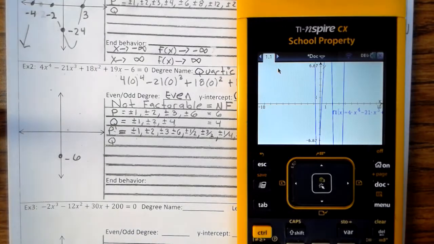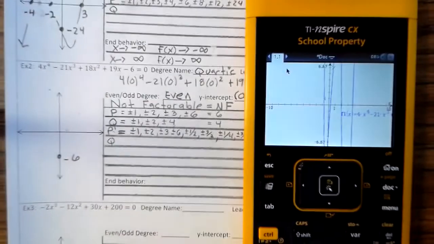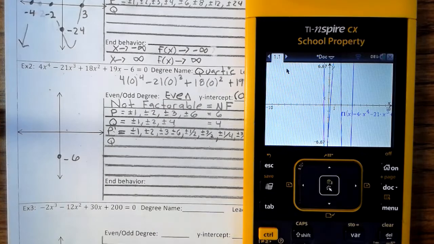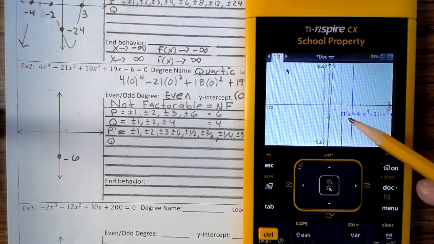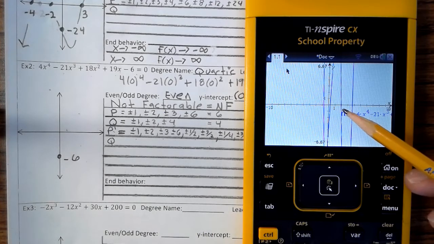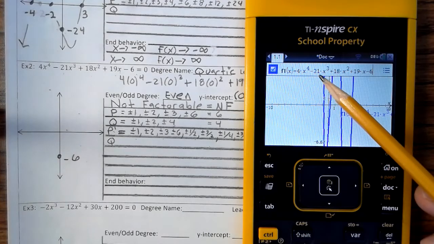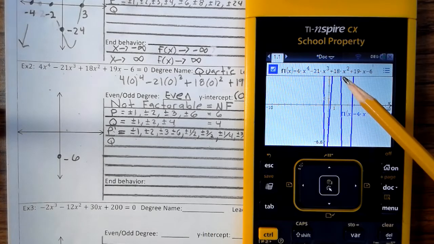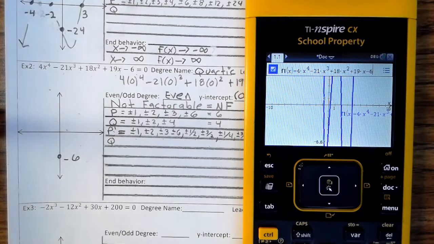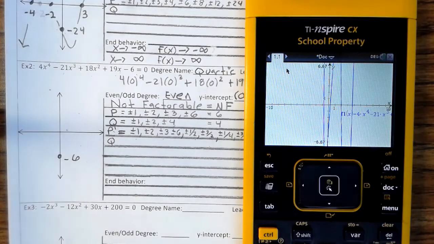All right, so adjust the focus here. It looks like we have a factor at +2. And let me make sure I got this graph correctly. 4x to the 4th minus 21x cubed plus 18x squared plus 19x minus 6. Okay, so yeah, it looks like +2 is probably one we should start with, okay?